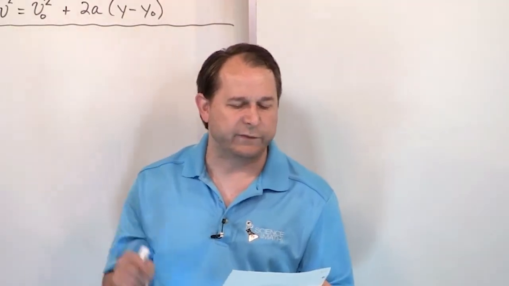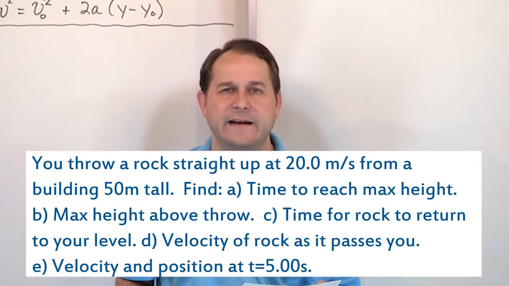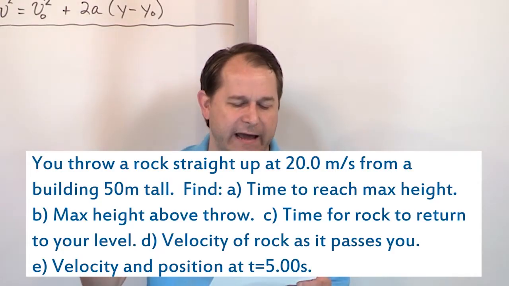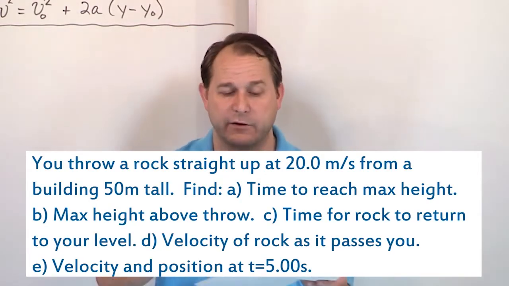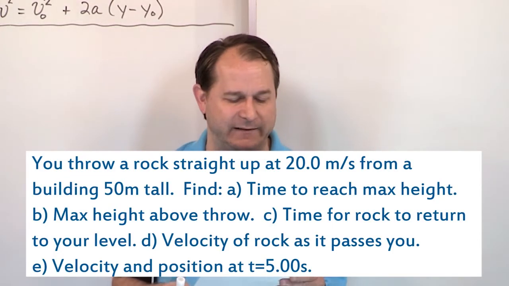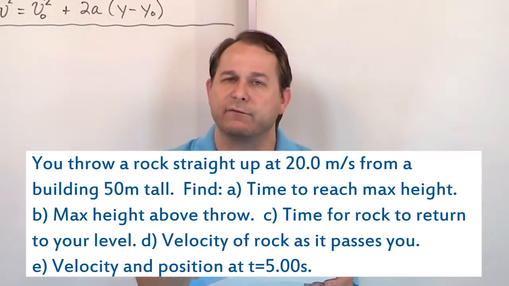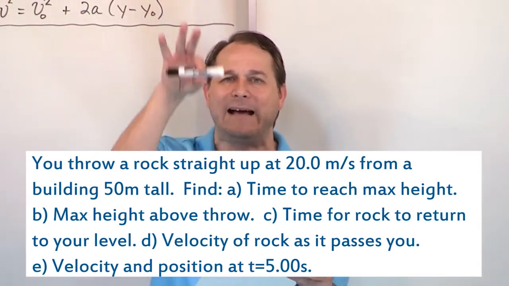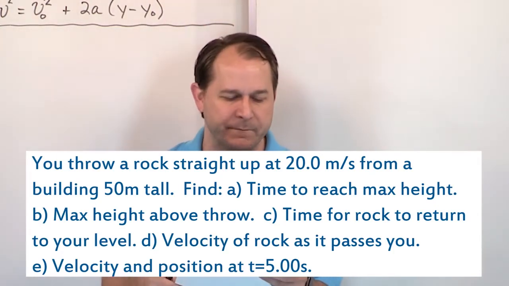It says we throw a rock straight up at 20 meters a second from a building that is 50 meters tall. We want to find the following things. Part A, what is the time needed for the rock to reach the maximum height? In other words, when it stops and then starts to go back down, how long does that take to get to max height? Part B, what is the maximum height above the throwing level? Because you're standing on a building, right? So in other words, from the top of the building.